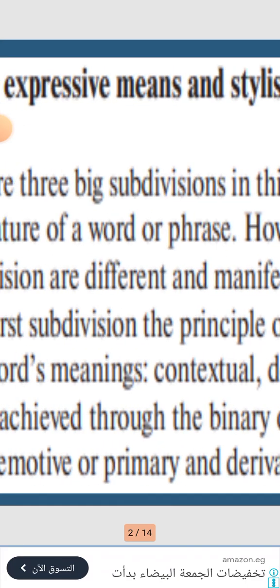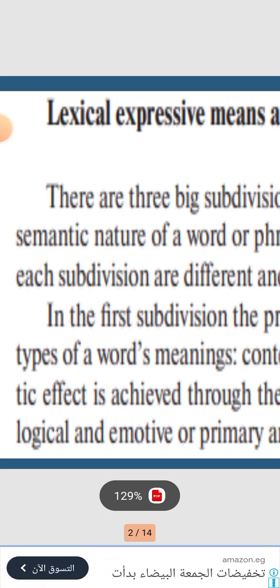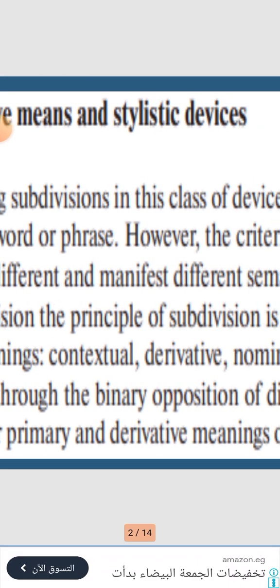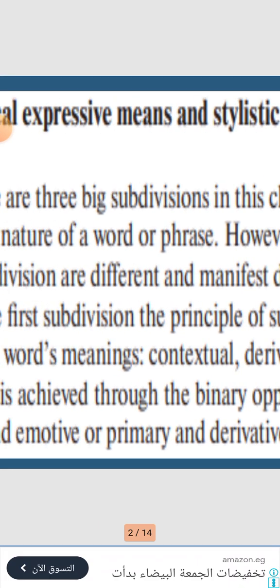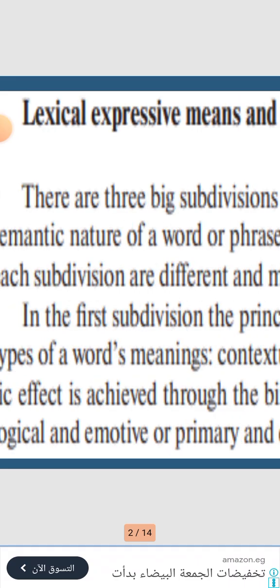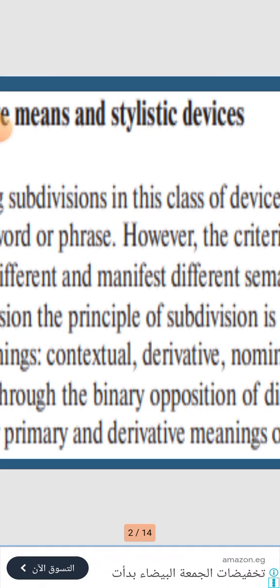In the first slide, as you can see, lexical means and stylistic devices. It has to do with how the lexicons that are used in a certain text are more expressive, and this is one of the stylistic devices. How to make sure that the vocabulary is presented in the text in a way that makes it highly expressive.